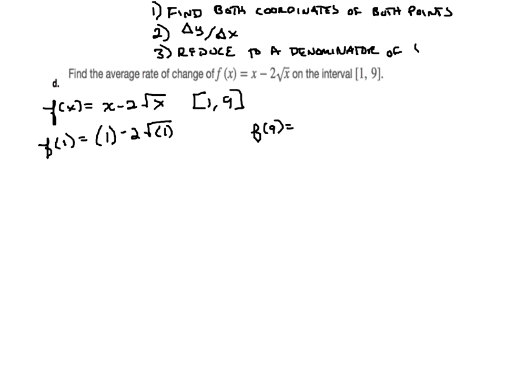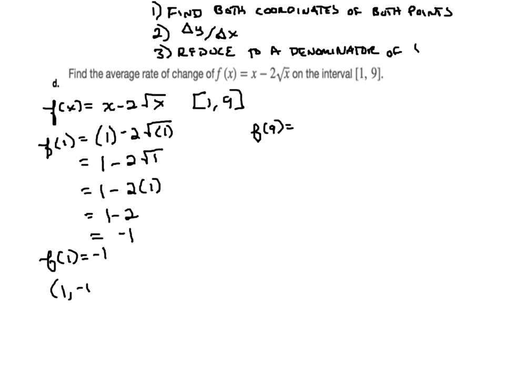And whenever I plug into a function to evaluate, I always use parentheses. It's just a good habit to be in because especially when you start squaring negatives and things like that, it changes if you don't plug it into parentheses. So here I have 1 minus 2 times the square root of 1. Well, the square root of 1 is just 1, so this is 2 times 1. That's 1 minus 2, which is negative 1. So f of 1 equals negative 1. That corresponds to the point 1, negative 1.